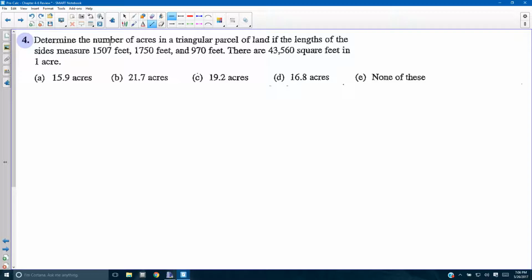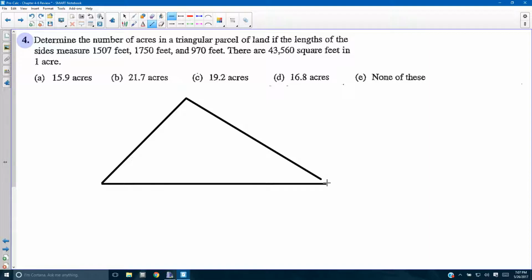Number 4, determine the number of acres in a triangular parcel of land if the lengths of the sides measure 1507, 1750, and 970 feet. There are 43,560 square feet in 1 acre. So there are a couple things that are involved here. Number 1, determining area. And I'm going to be using law of cosines like I did last time to determine that. I don't know if this is anywhere drawn to scale. I'm just drawing a triangle with lengths because of the triangular parcel. Number 2, converting to acres from square feet.